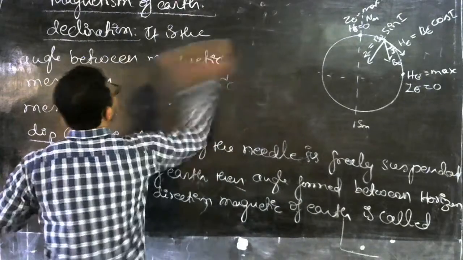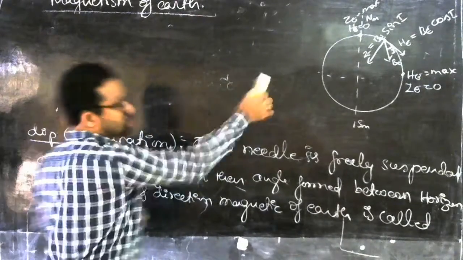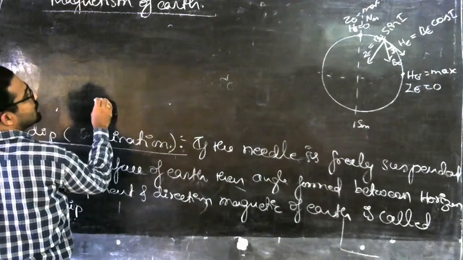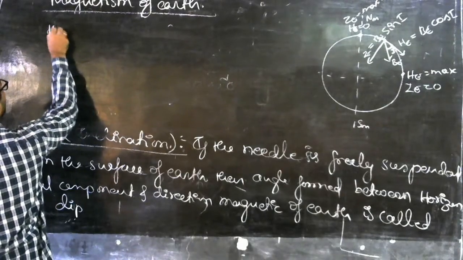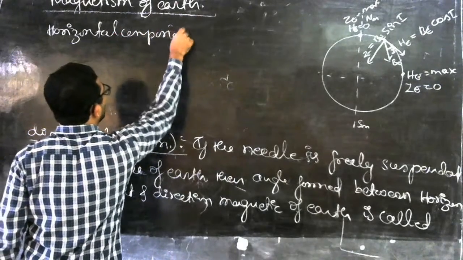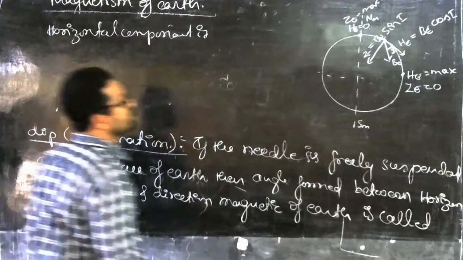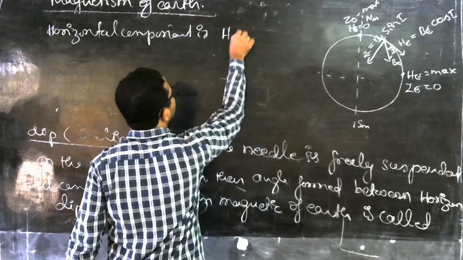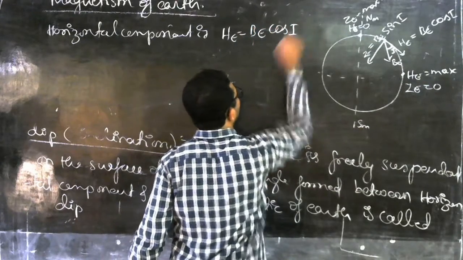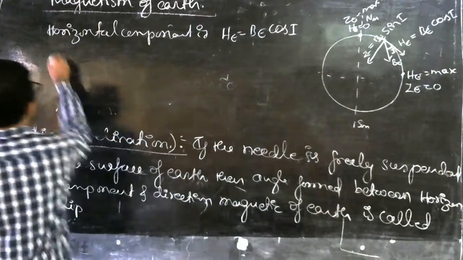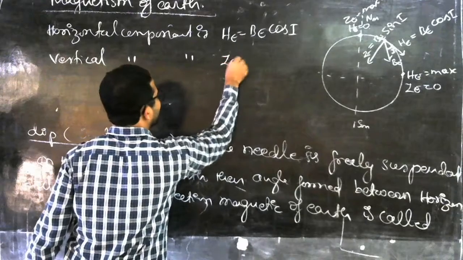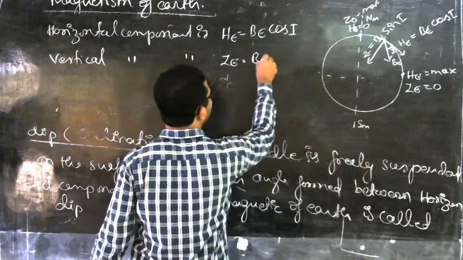So let me write the equations here. What equations we got: the horizontal component, that is HE, is equal to BE cosine I, and the vertical component, that is ZE, is equal to BE sin I.